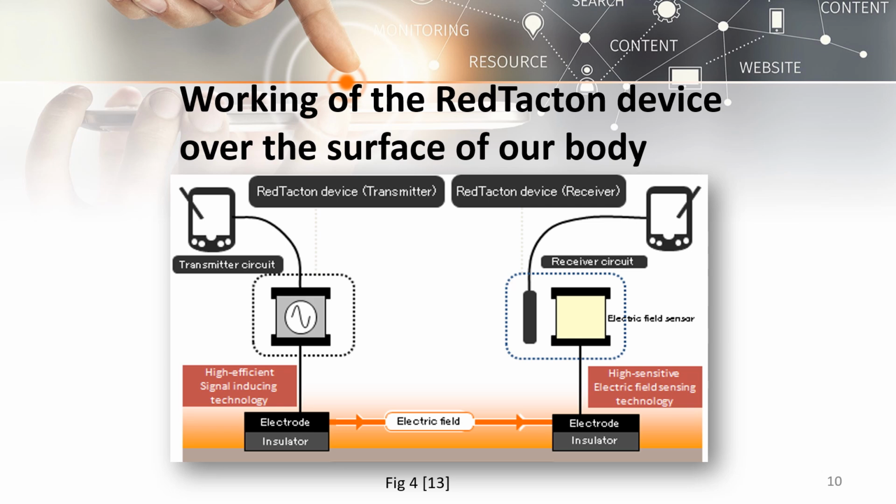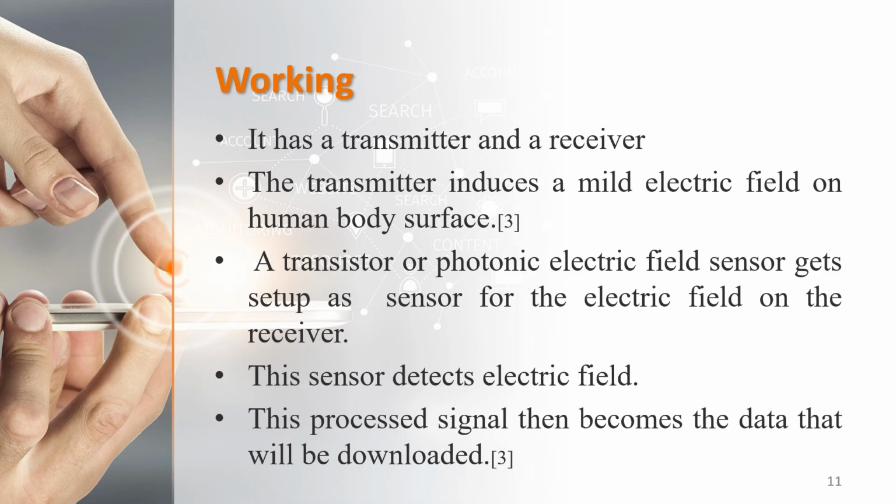So now we will discuss the mechanism and working of RedTacton device over the surface of our body. This diagram we have shown previously is the reference diagram. So it has a transmitter and a receiver. Transmitter induces mild electric field on human body, and photonic electric field sensor or optical properties senses the electric field, and as a result, this sensor detects the field, and the data is processed and is downloaded.